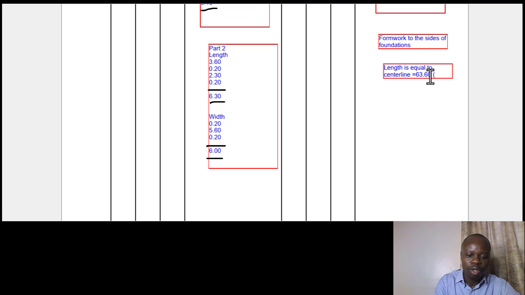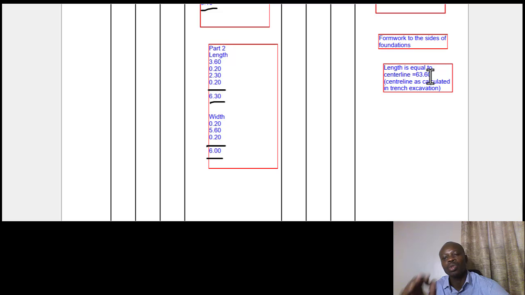63.60. So this is the center line, as calculated in the trench excavation in the previous session. I've also presented that for a few moments so that if you are following up, you are able to do so without any difficulty. So we've arrived at this decision that for the length we are going to use the center line in that particular manner.